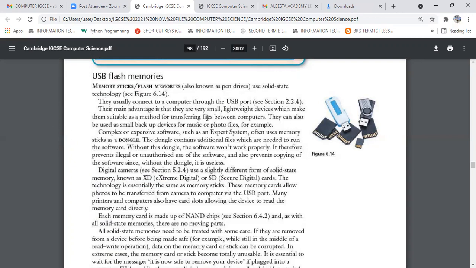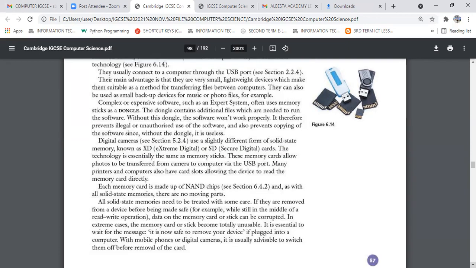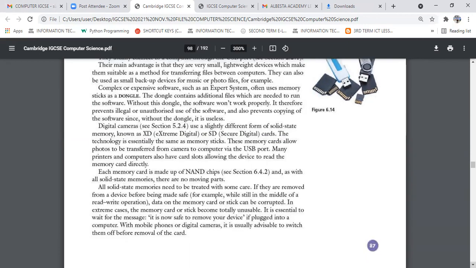Their main advantage is that they are very small, lightweight devices, which makes them suitable as a method for transferring files between computers. Complex or expensive software, such as an expert system, often uses memory sticks as a dongle. The dongle contains additional files which are needed to run the software. Without this dongle, the software won't work properly. For example, on a system that has no Bluetooth, you can buy a Bluetooth dongle so that the system can have Bluetooth capability.